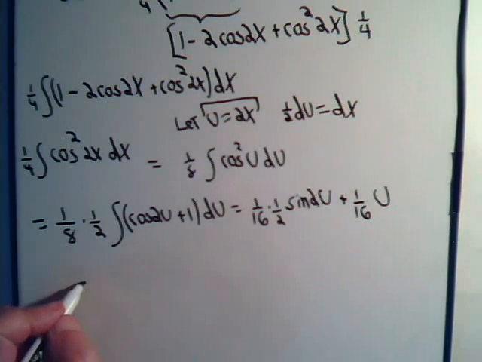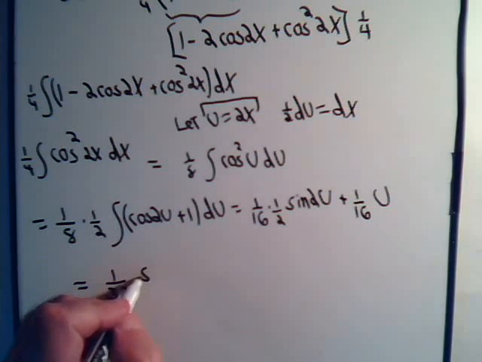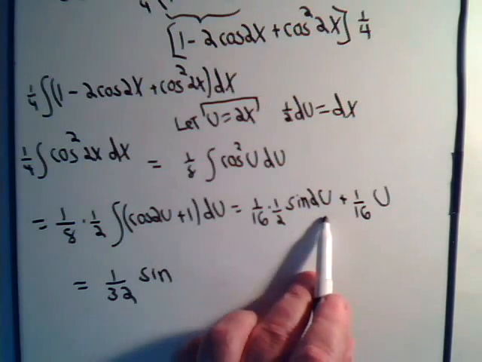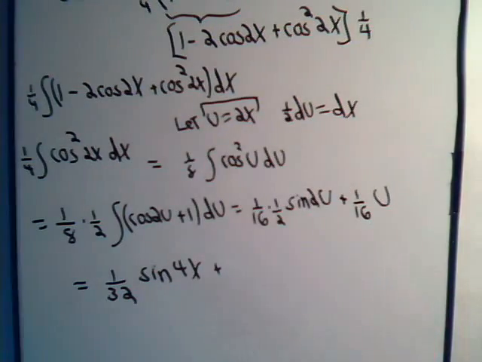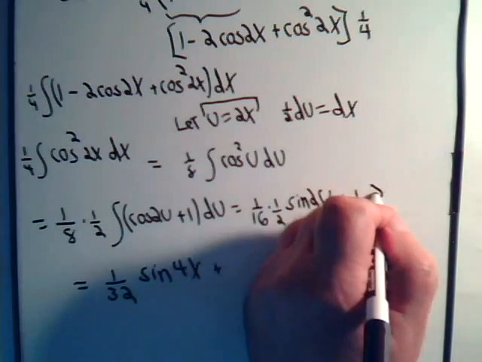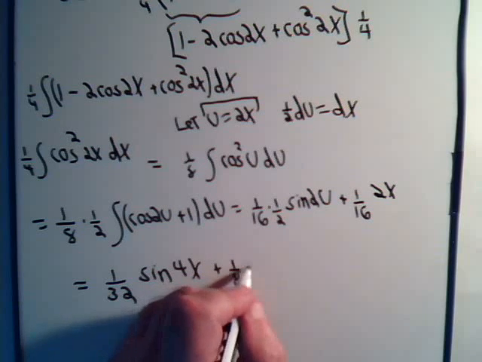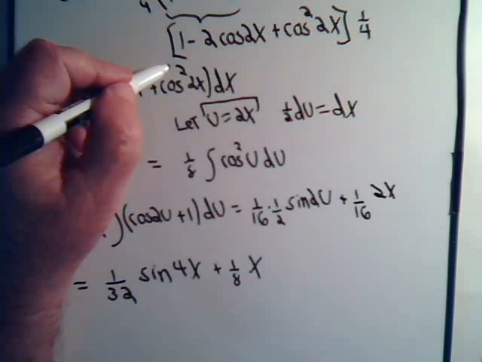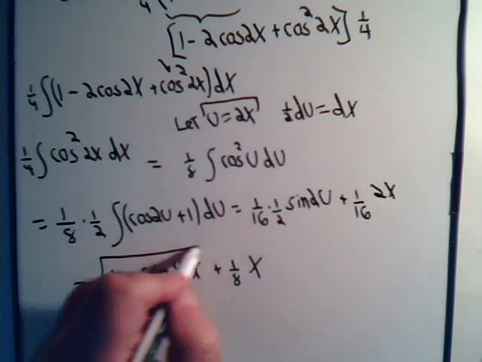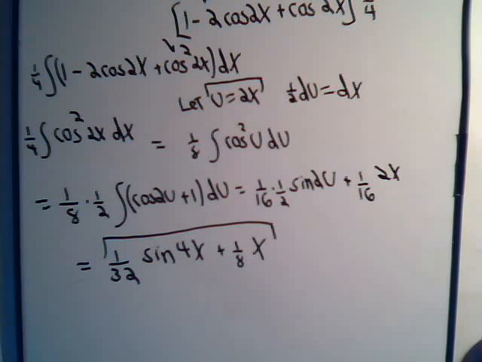So this is equal to 1 over 32 times the sine of 2 times u, so that will be 4 times x, plus u, that's 2x, divided by 16, plus 1/8 x. Okay, that was for this integral. That gave us this. Now we have this integral. So let's deal with that one next.